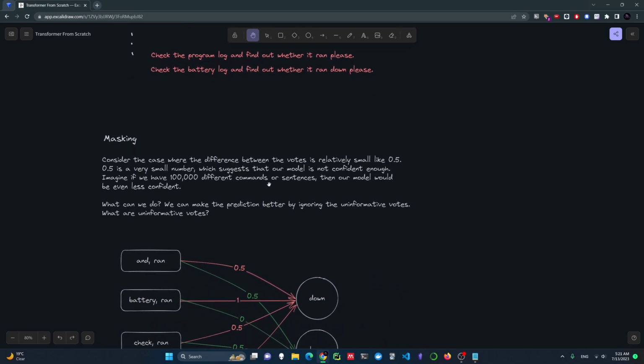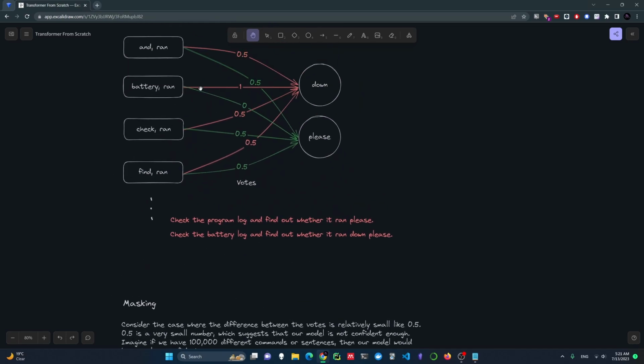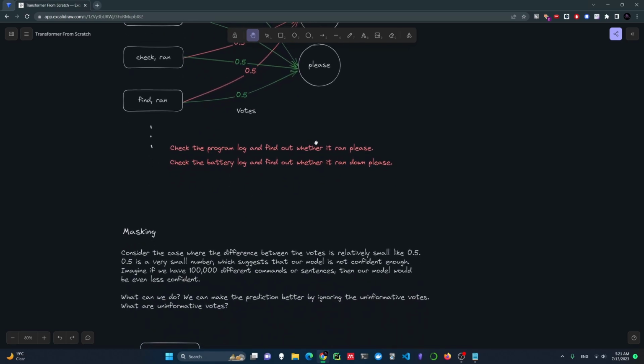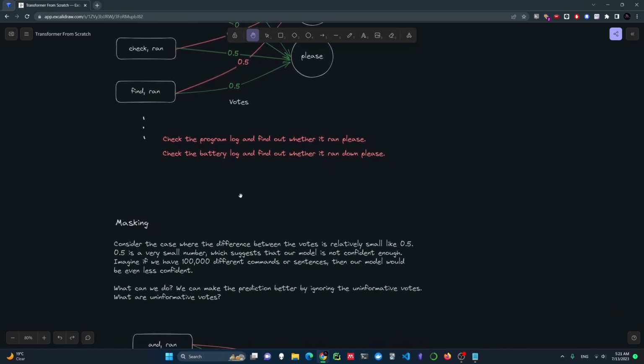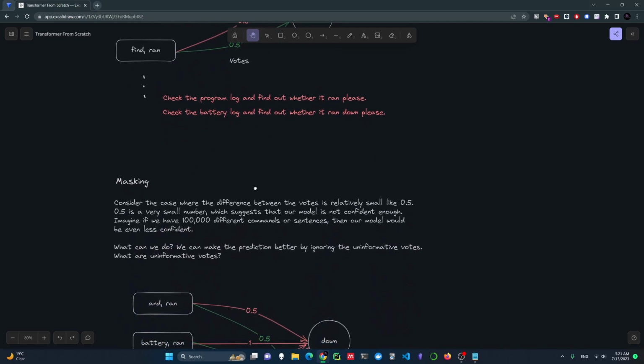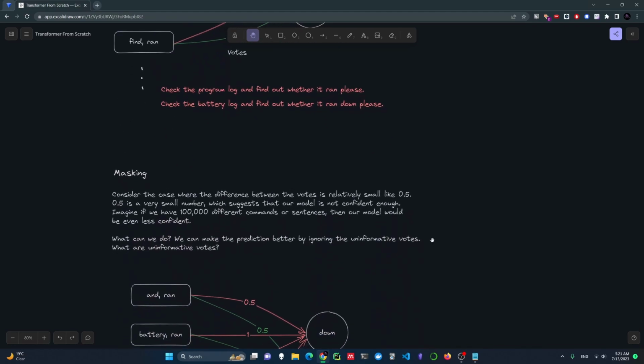So consider the case where the difference between the votes is really small, like 0.5. In our example here, the difference, if you calculate it, is actually 1, which is still relatively small, right? Imagine if we have 100,000 different commands or different sentences like this, right? Then our model will be even less confident, right? Because we have such diverse possibilities here. So what can we do, right?